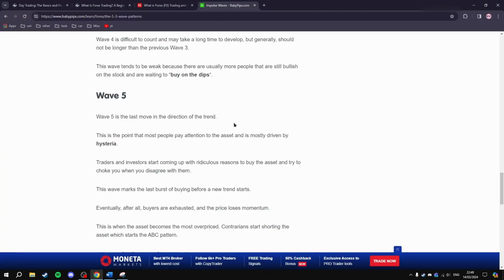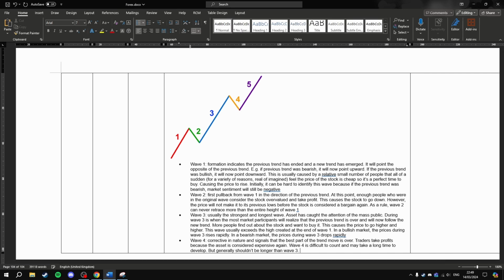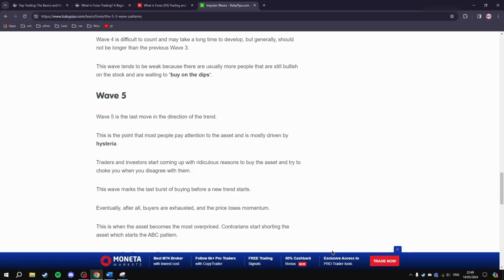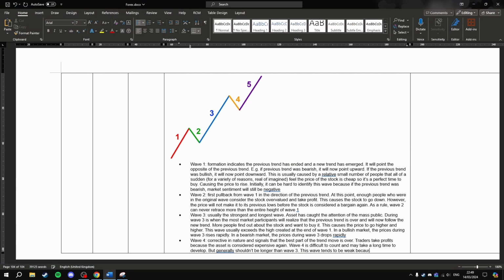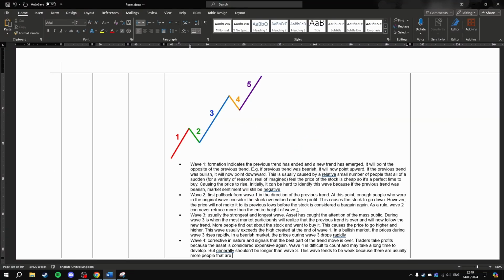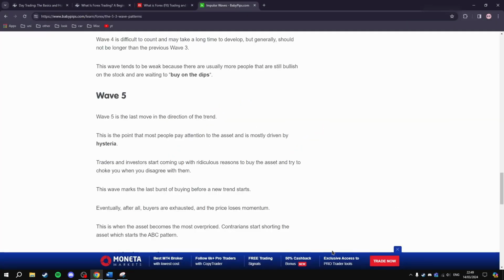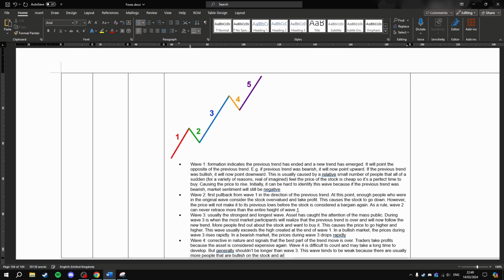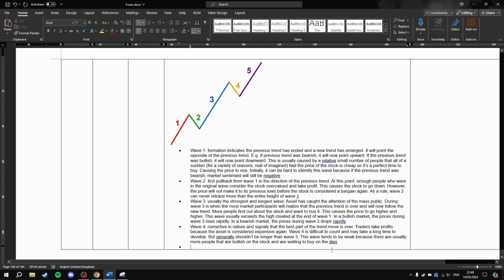This wave tends to be weak because there are usually more people that are still bullish on the stock and are waiting to buy on the dips.